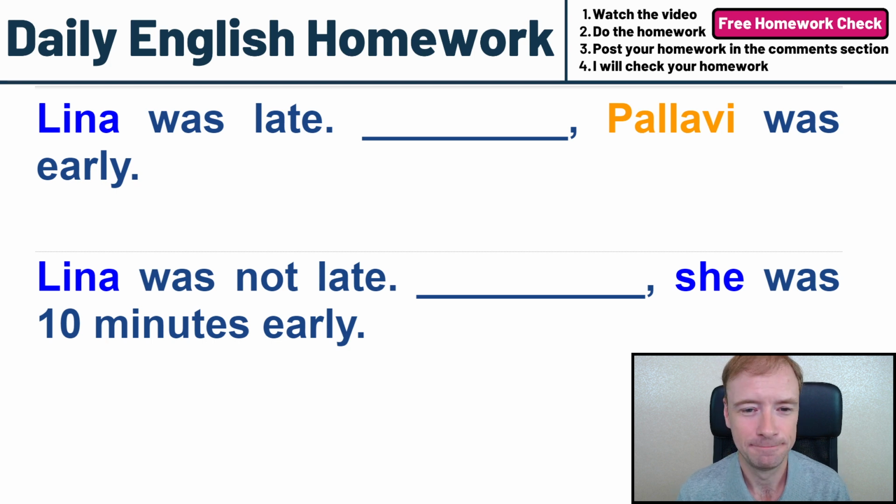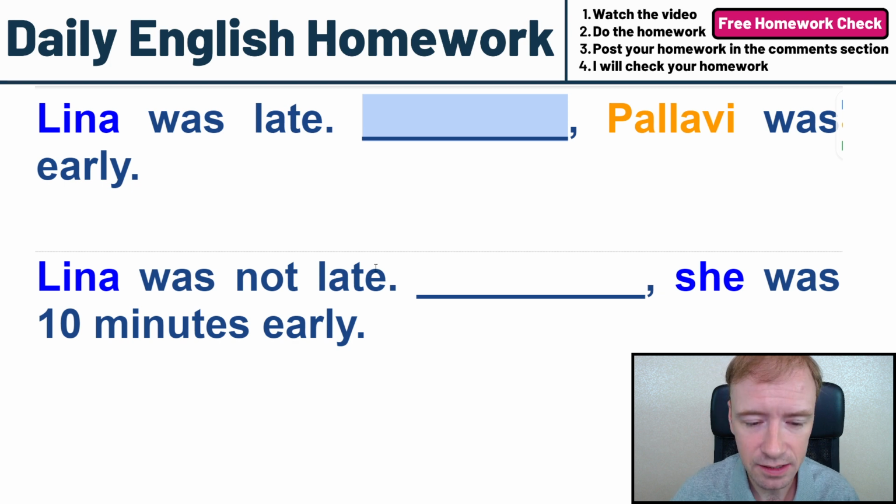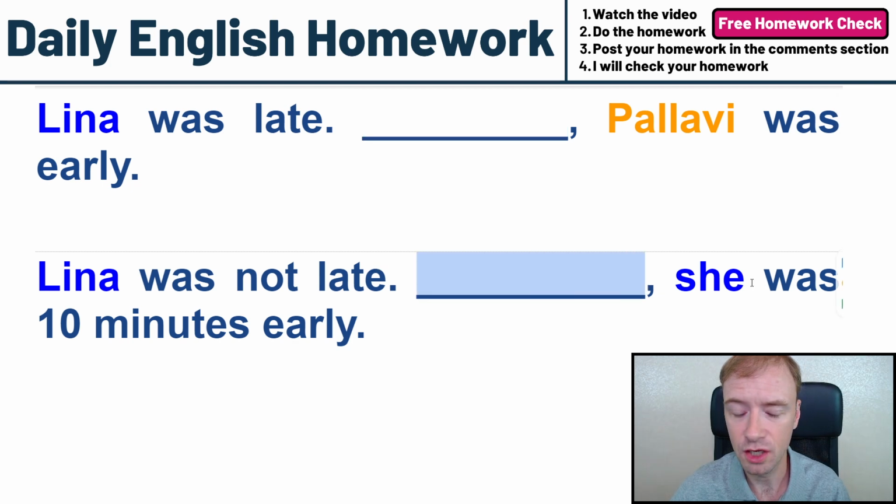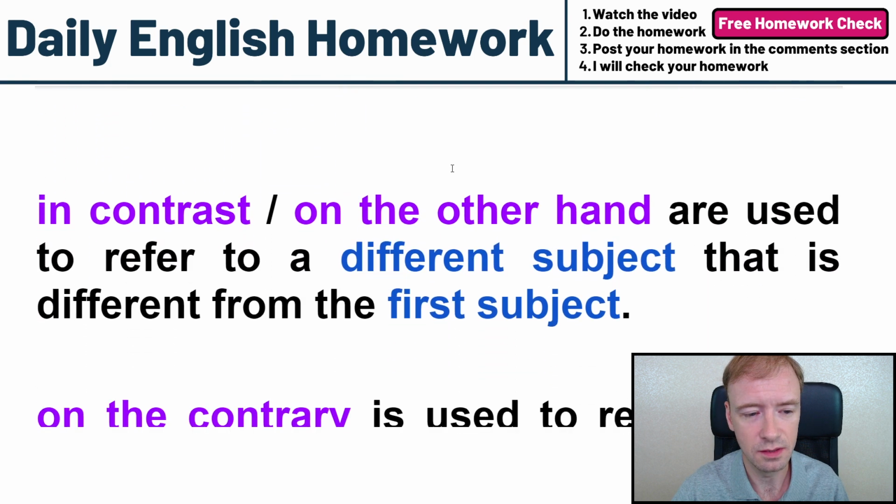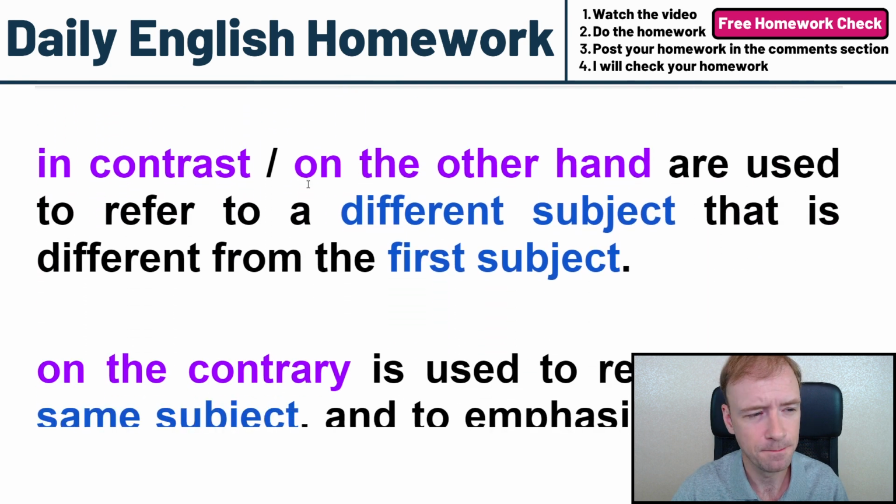Lena was late. Blank. Pallavi was early. So here, what are we going to use? On the contrary, on the other hand, in contrast. So we got to use one of those. Let's look down here. Lena was not late. Blank. She was 10 minutes early. We're going to use something else here. Before we answer, let's look at our notes.